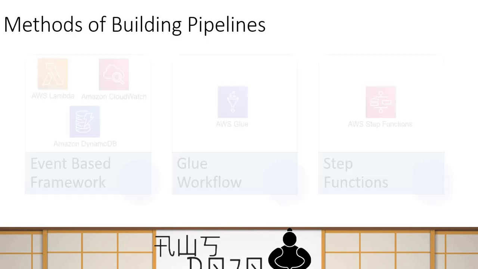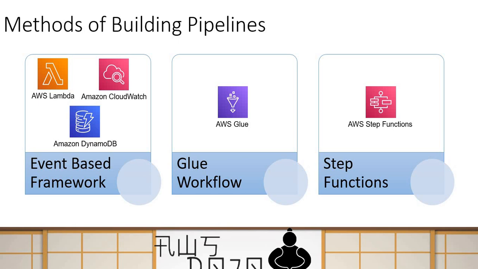So the methods are: one, you can create an event-based framework where you use services like DynamoDB, CloudWatch events, S3 events, and Lambda functions. They all come together and make an event-based framework. You can also use Glue workflow for creating such pipelines. You can also use Step Functions for creating such pipelines. So these 3 methods I'm going to discuss today.